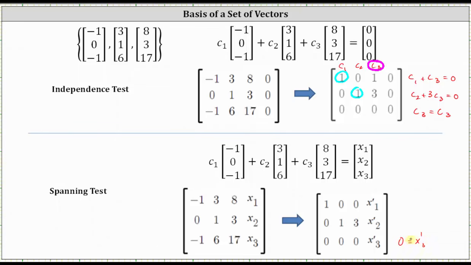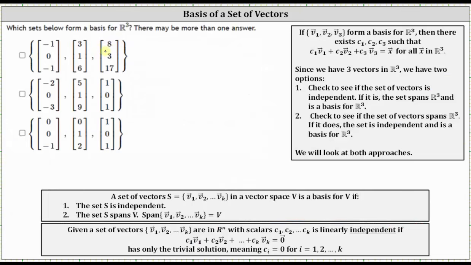Well, this is going to be false whenever the vector x in R3 does not have a third component equal to 0, which we would then have a contradiction indicating there are not values C sub 1, C sub 2, and C sub 3, where the three vectors can be written as a linear combination to form any vector in R3. This means the set does not span R3, and therefore does not form a basis for R3. So going back to the original problem, we do not check the first set of vectors, and we move on to the second set of vectors.